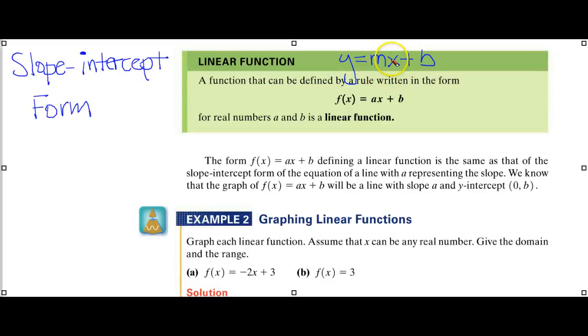Now, there's a lot of interconnection between what we did earlier, y equals mx plus b, which is the slope-intercept form, where m is the slope and b is your y-intercept. And in this form here for a linear function, we're changing the y to f of x, and we're using the a as the slope. And then we have our y-intercept.